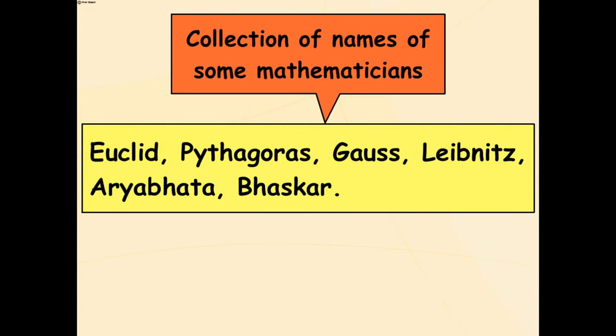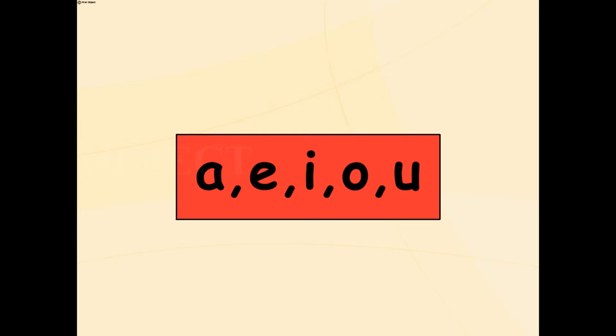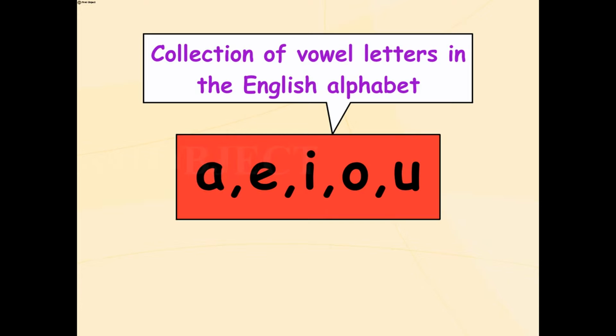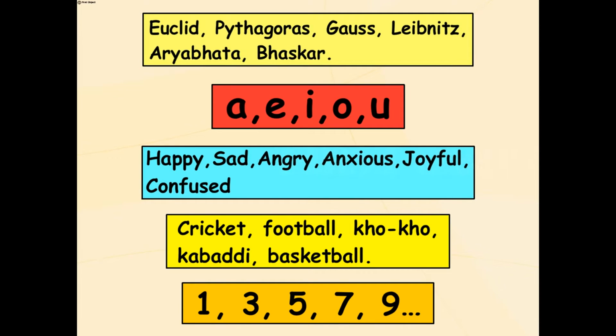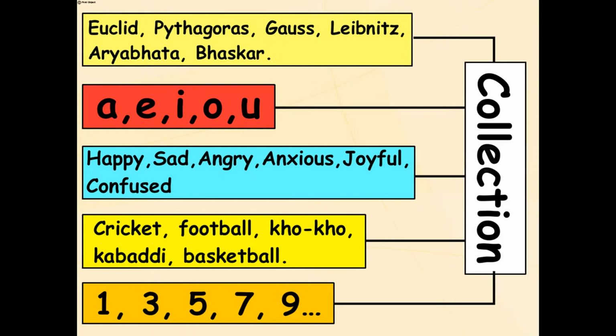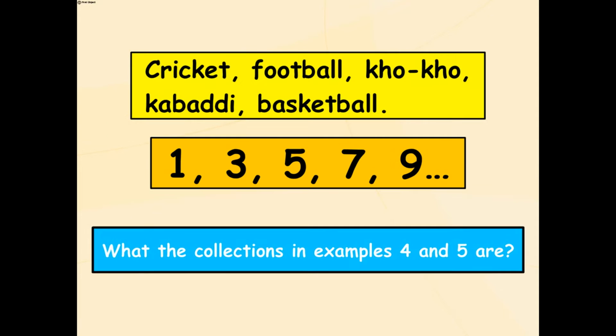Example 1 is a collection of names of some mathematicians. Example 2 is the collection of vowel letters in the English alphabet, and example 3 is a collection of feelings. We see that the names, items, objects in each example have something in common. That is, they form a collection. Can you tell what the collections in examples 4 and 5 are?